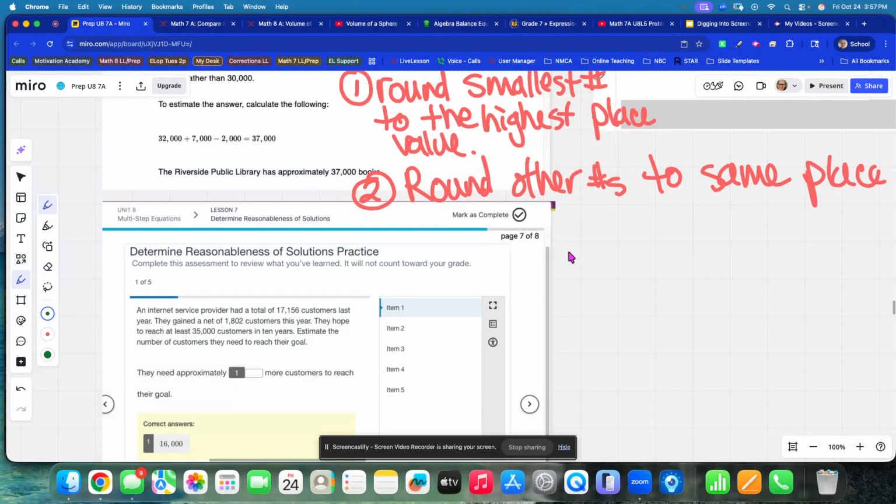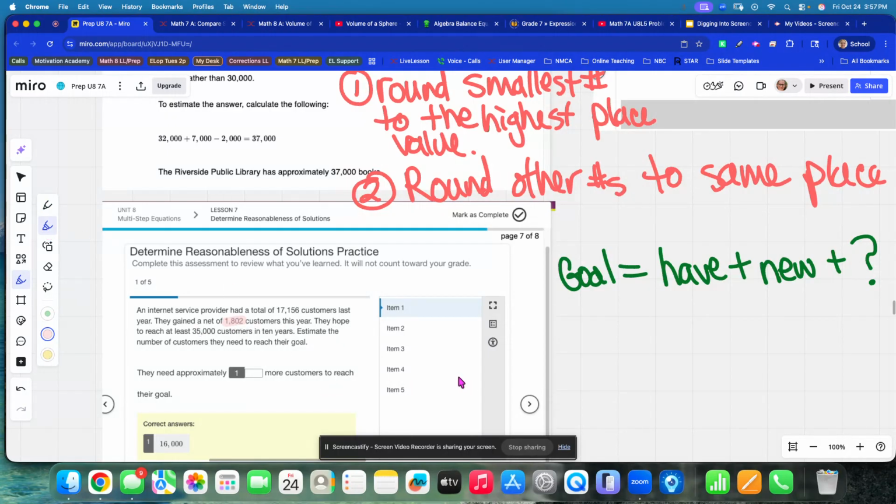Okay, so their goal is going to equal the customers they have plus their new customers plus we don't know how many more. That's what we're trying to figure out. Okay. So now let's identify the smallest number, and that is right here, 1,802. If we round that to the highest decimal place, we're going to say that is about 2,000. Okay, and those were our new customers.